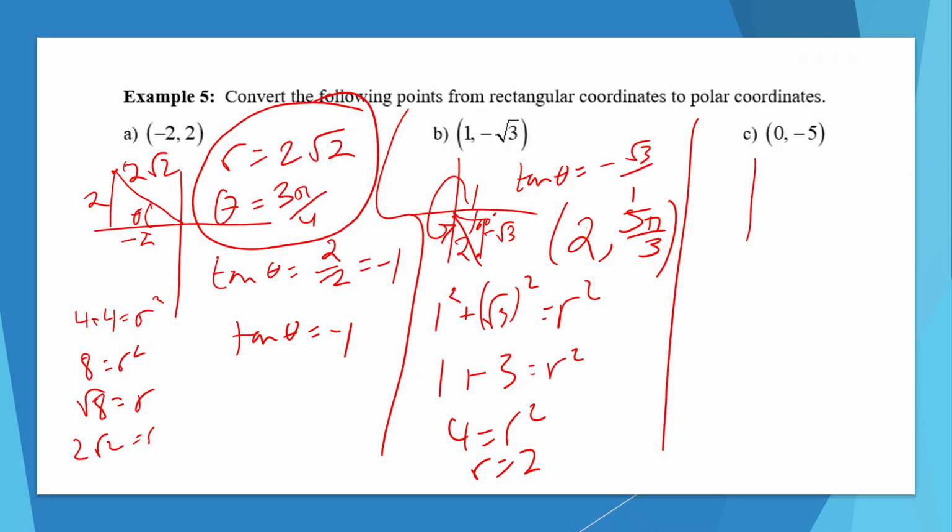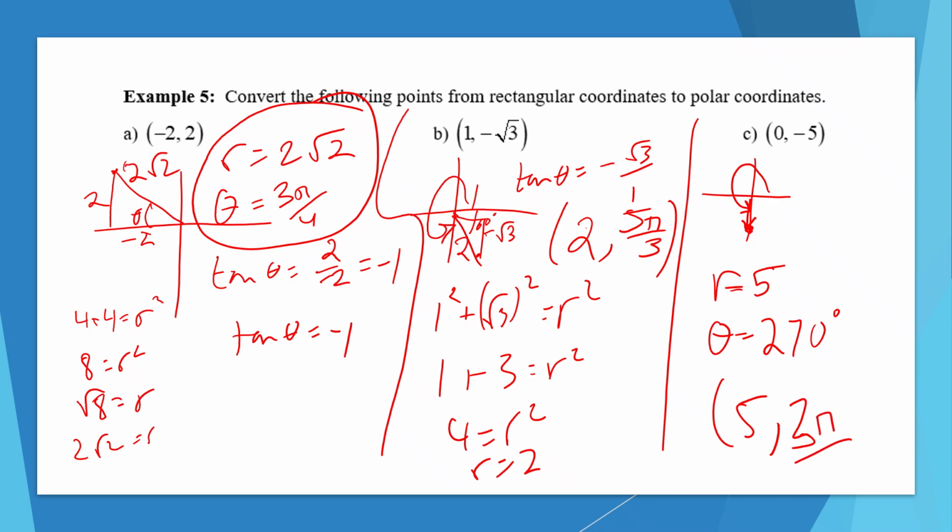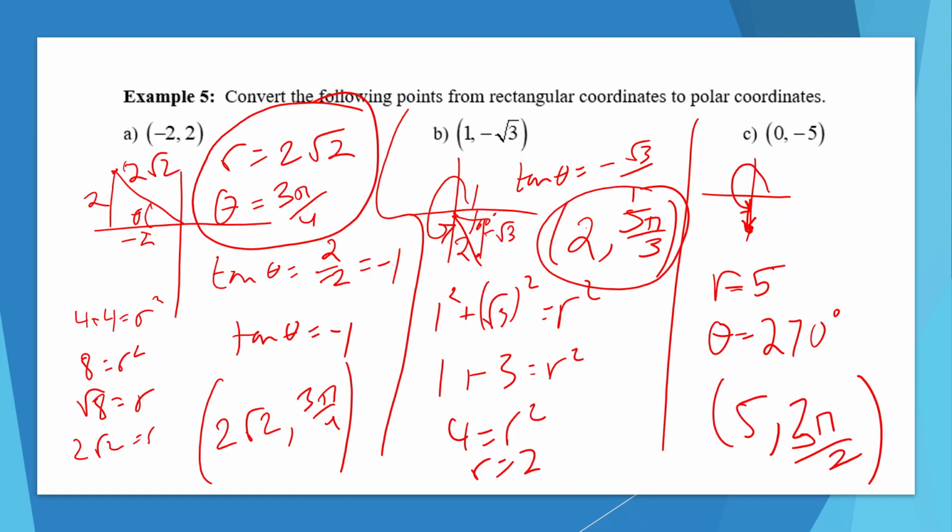All right, and then C, this one's pretty easy. You have 0 comma negative 5, so that would be right here. This is probably going to be 270 degrees and then a radius of 5. And so our r is 5, and we want to translate 270 degrees into radians, so 3π over 2 should be our answer there. And then here we need to rewrite 1 as root 2 over 2 comma 3π over 4. Right, so that should be our answer to example number 5.